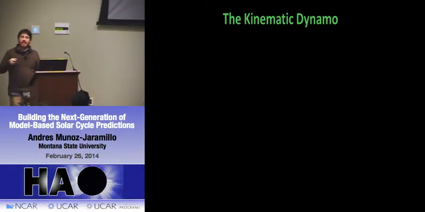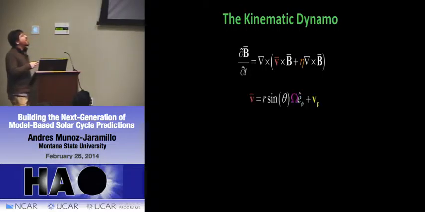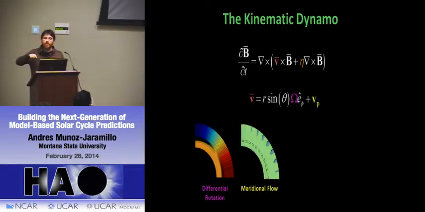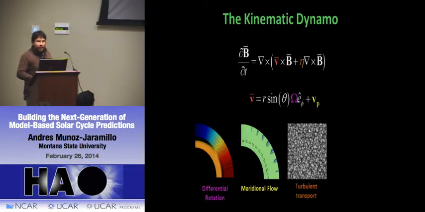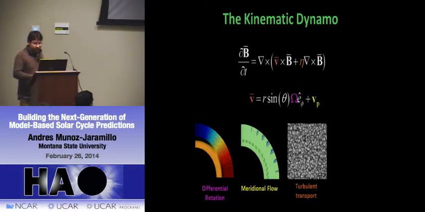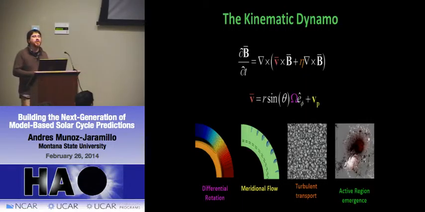Now, both of them were based on the kinematic dynamo. This is a simplified model of the solar cycle where the evolution of the magnetic field is prescribed by flow fields and a process of diffusion, right? Flow fields are generally broken into large scale fields that include differential rotation and a meridional flow. Small scale fields are modeled using diffusivity and enhanced turbulent diffusivity. And you have to prescribe some recipe for bringing flux from the bottom of the convection zone towards the surface and make active regions, okay?